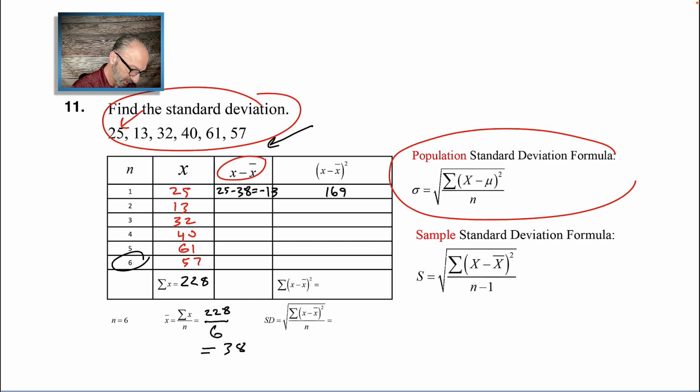Another example, let's go with 40. 40 minus 38 will be 2. Square that will be 4. Continue that, and I have 1,728. So the standard deviation will be the square root of that sum, 1728.